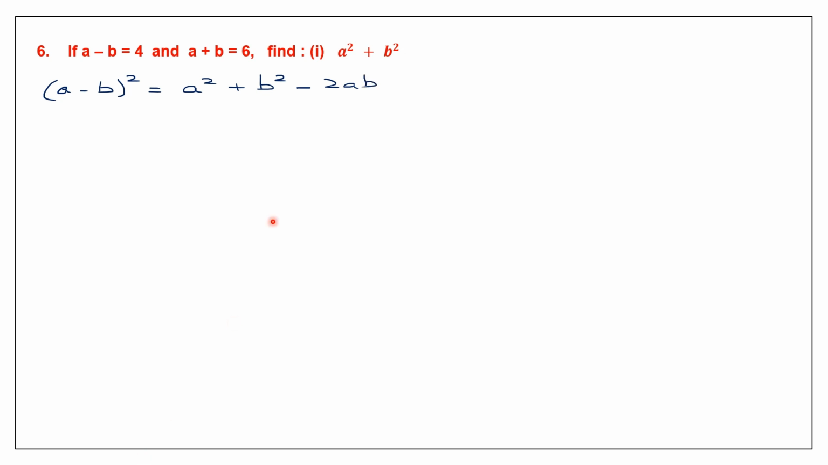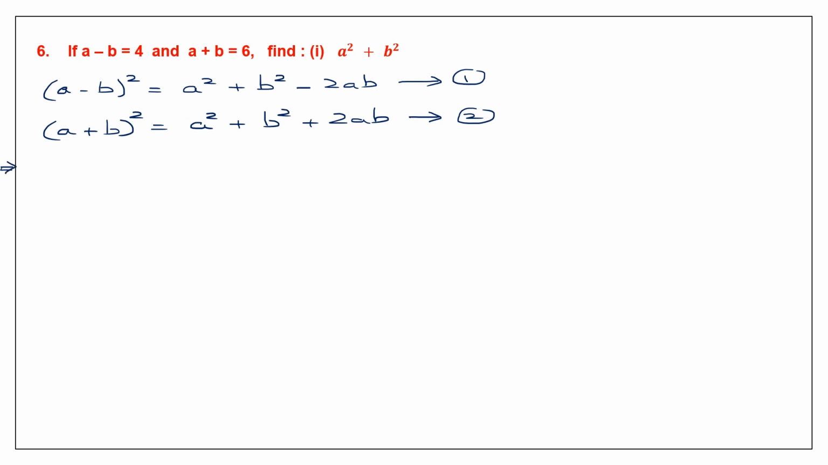Similarly, let's take this part that's given to us, a plus b is equal to 6. Let's take only a plus b and square it up. We know this identity. So this is a square plus b square plus 2ab. Now let's take this as equation 1 and this as equation 2. Now we have two equations. We're going to add up both the equations.